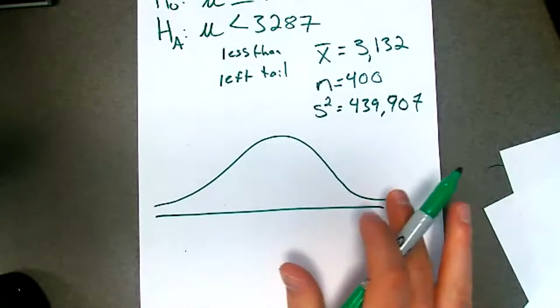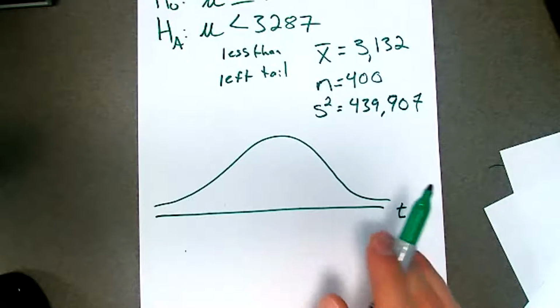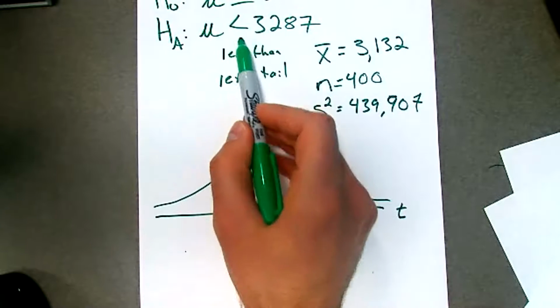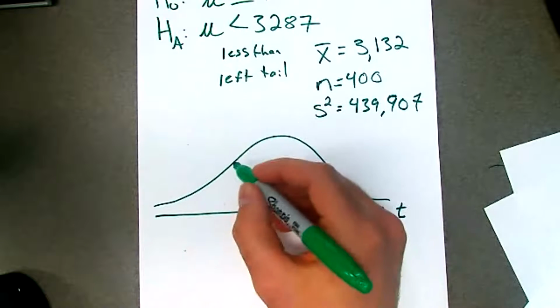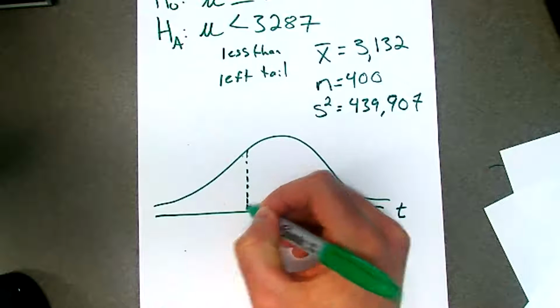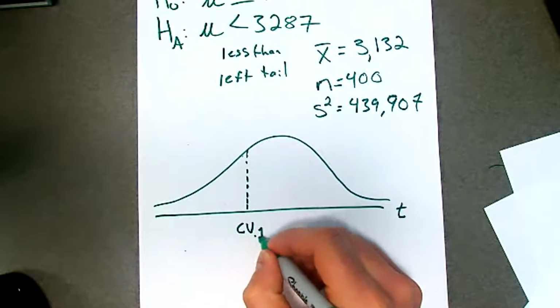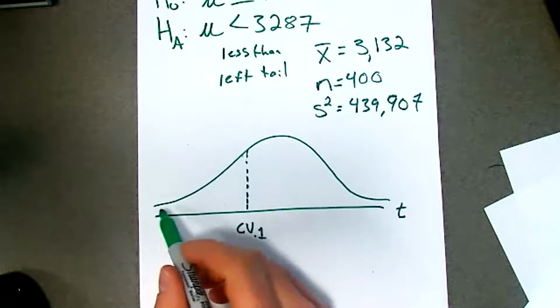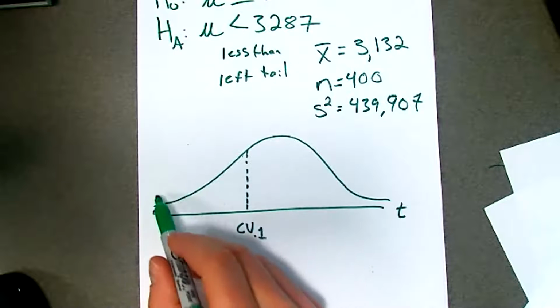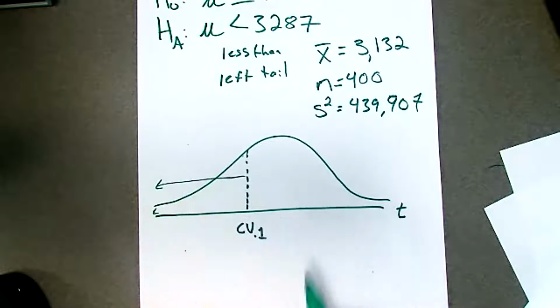and I can start out with an alpha of 0.1. So I want to find the critical value for having 0.1 in my left tail. I've got a left-tailed test. So what's the critical value that gives me 0.1 in that tail? I could think about, here's my rejection region.